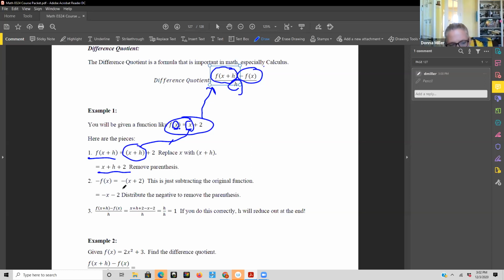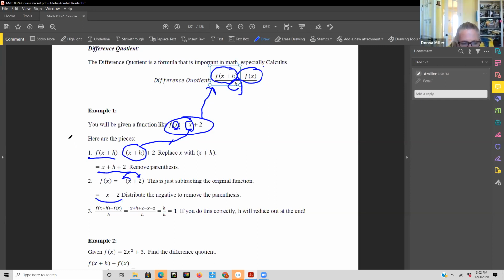The negative changes the sign of everything. So if f of x is x plus 2, negative f of x means I multiply by negative 1. So I'm going to distribute the negative there. What it basically does is change all the signs. So this becomes negative x minus 2. All right, so that's negative f of x.